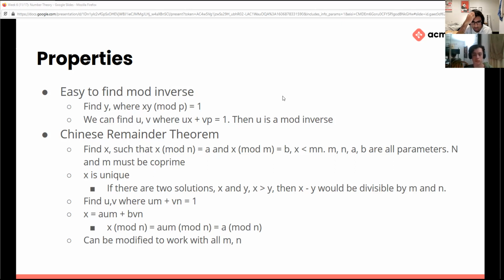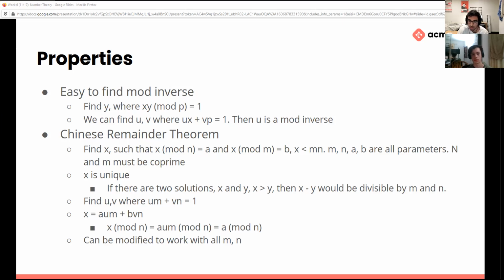Okay, so Chinese remainder theorem, we'll get back to that. So we're given two numbers m and n that are co-prime, okay? And then we want to find some x that's less than mn, such that x mod n is a and x mod m is b. So the m and n and a and b are the parameters. So first of all, we need to prove that x is unique.